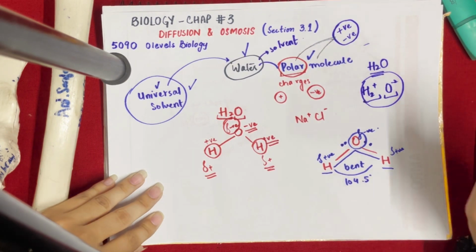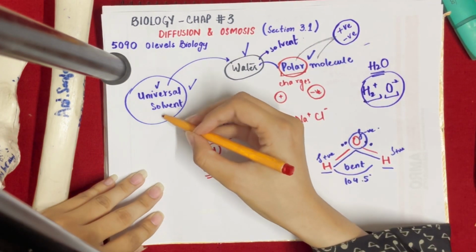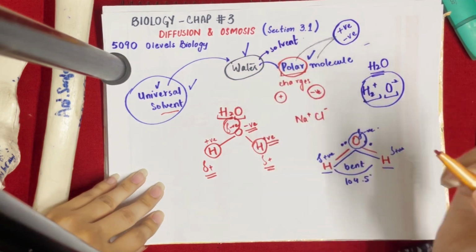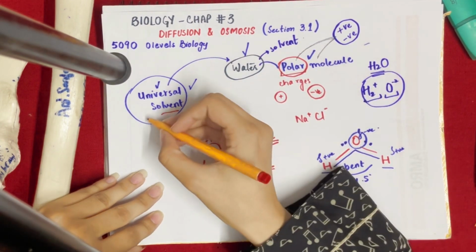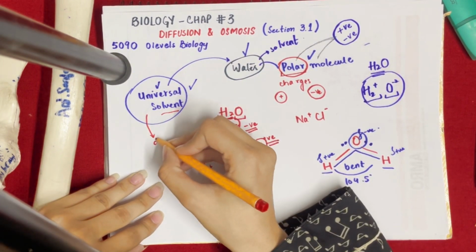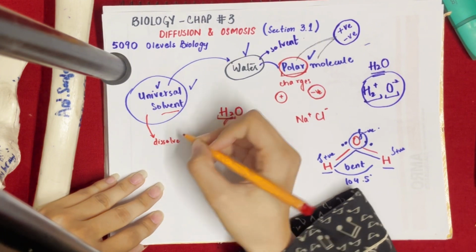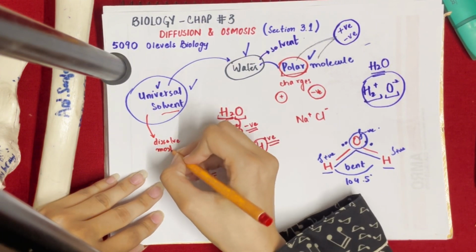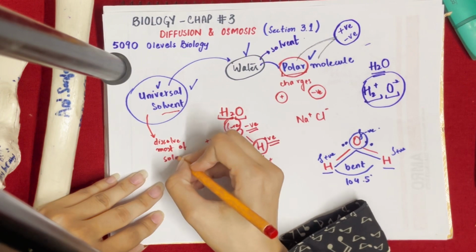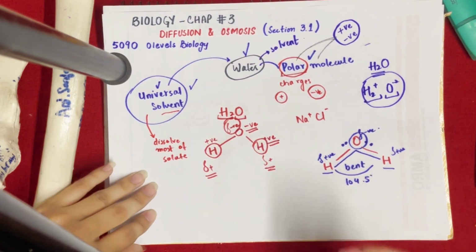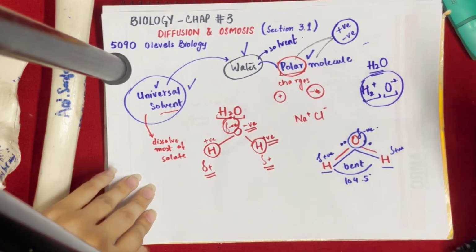The next important thing about water is that it is a universal solvent. Now, what is meant by universal solvent? Universal solvent means that it dissolves everything. It dissolves most of the solutes in itself. This is why it is known as a universal solvent.